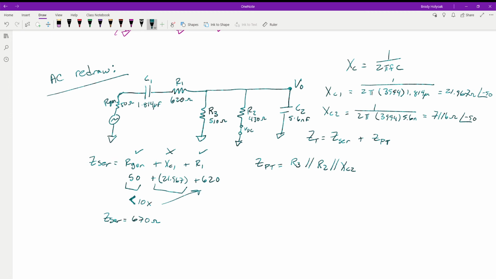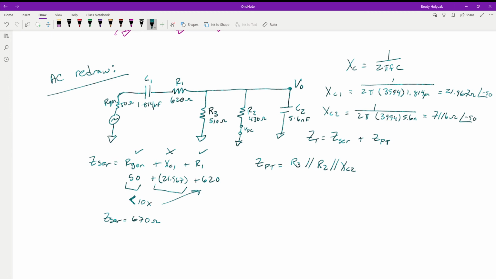So if we were to go through and solve for this guy, basically if we take the 510 and the 430 in parallel, that's going to be 233 ohms of resistance. Just take the reciprocals of each side, add them together, take the reciprocal of that. If we put that value in parallel with the 7,116, we're going to end up with 233 ohms of resistance. So like I said, it's not going to affect anything whatsoever in this circuit.